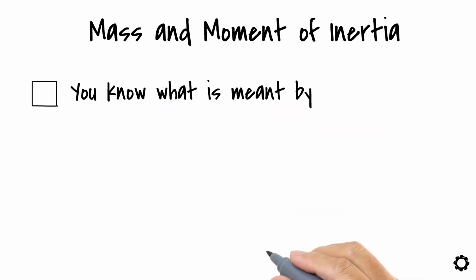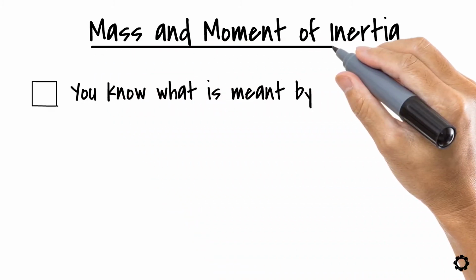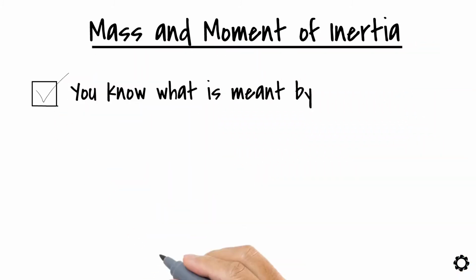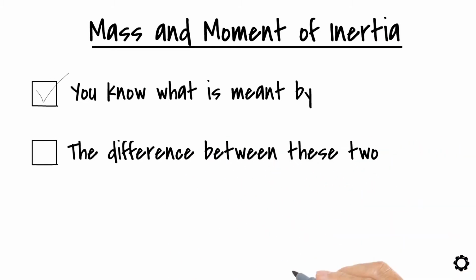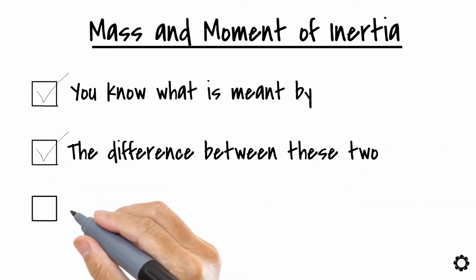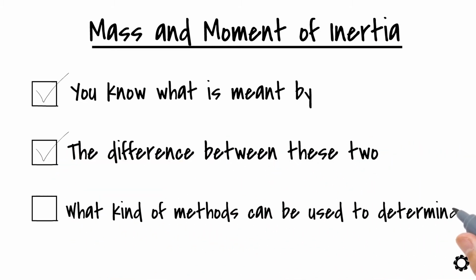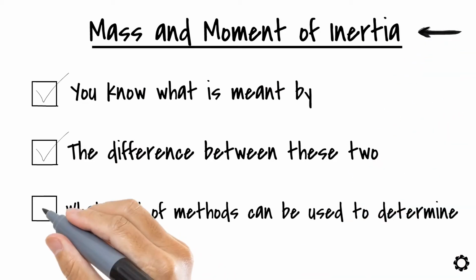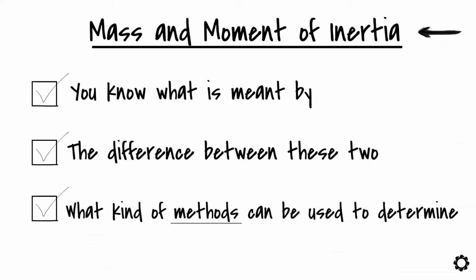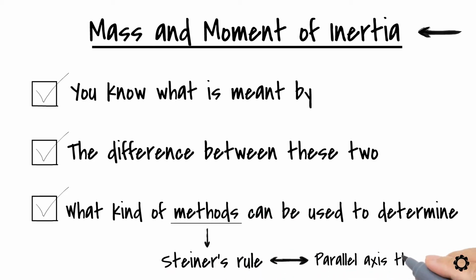Hopefully, after watching this video, you know what is meant by the mass of inertia and moment of inertia of an object, and you know the difference between these two. You also know what kind of methods can be used to determine the moment of inertia of an object, of which one of the important ones is Steiner's rule, that is also called the parallel axis theorem.